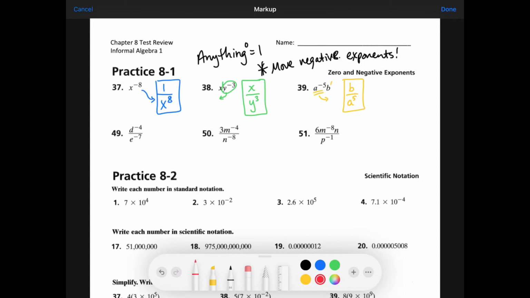Number 49, negative exponent, let's move it. So e to the 7th comes up to the top, d to the 4th goes to the denominator.